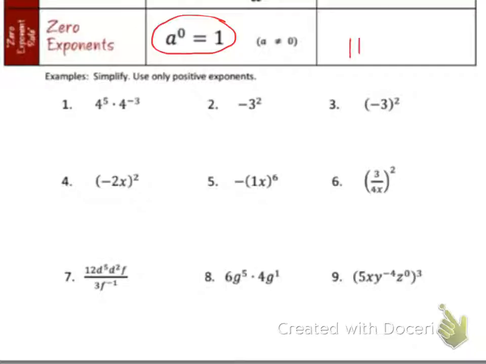Hey, but what about pi? Does that work? Pi to the 0? Is that 1? Yeah, it's 1. So any number to the 0th power is 1.